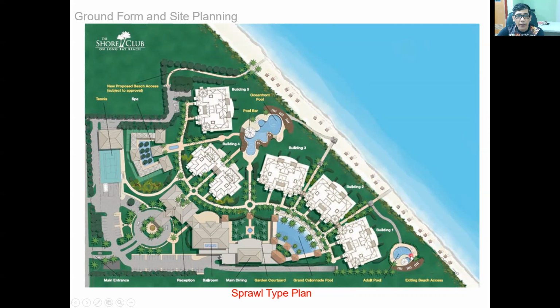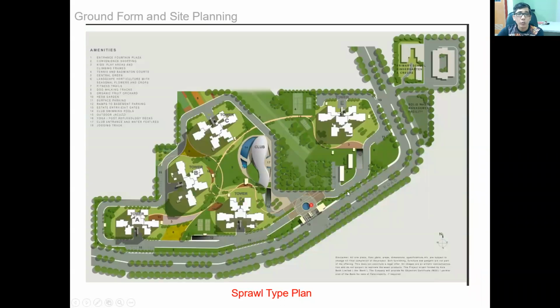This is the adult pond, and this is the main swimming pool. This is the grand colonnaded pool. These are the main buildings: the reception, the ballroom, and the main dining. So the ballroom and the main dining are not too far from the main entrance. This is another sprawling development.